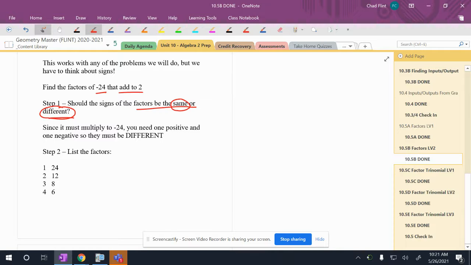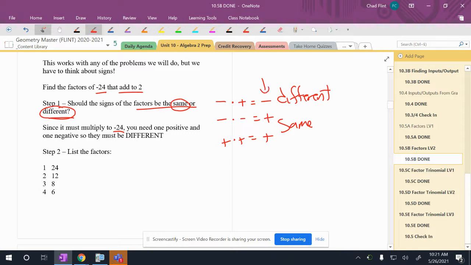All right. So since it has to multiply to negative 24, you're going to need one positive and one negative number, because we just reviewed this. Negative times positive is negative. Negative times negative is positive. Positive times positive is positive. All right. So these two are same. This one's different.